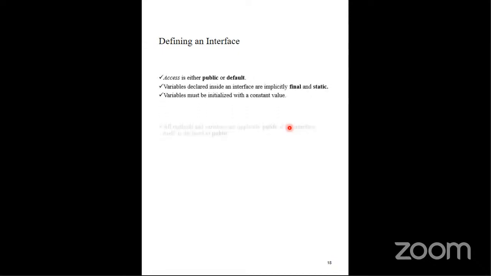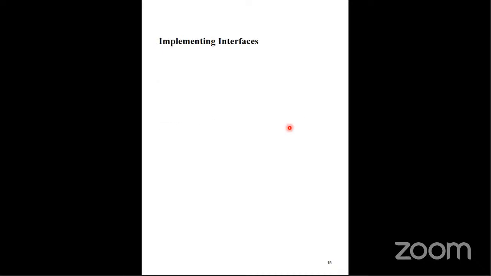Okay, now how to access a particular interface? So they are all final static. Variables must be initialized to a constant value. They are implicitly public.